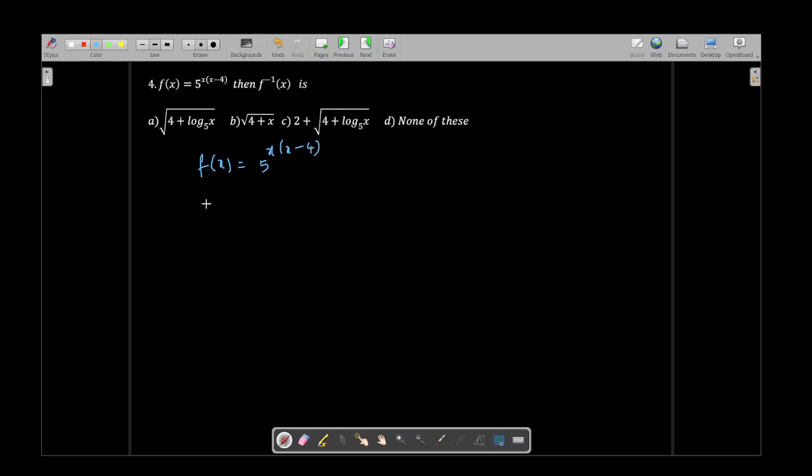So let me put f of x equal to y. We need to get the expression in terms of x. Since we have 5 to the power of something, to bring x down I need to apply log on both sides. So log y is equal to log of 5 to the power of x into x minus 4, and we know that log a to the power of b is equal to b log a. This property we should know.